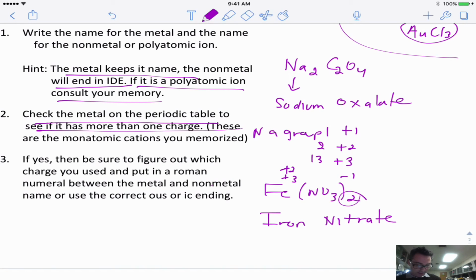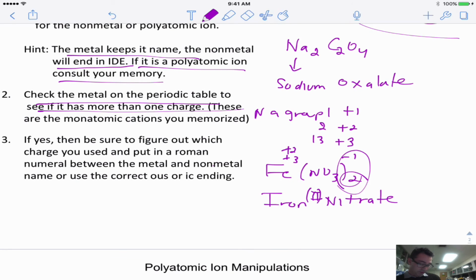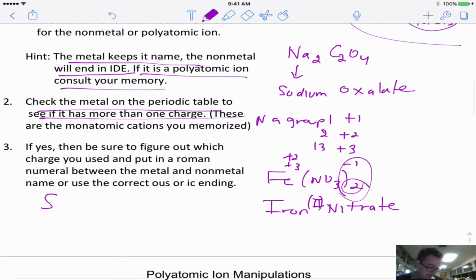Nitrate's -1. So the total for nitrate is -2, and for iron, the total would be +2. It would be iron(II) nitrate. Iron(III) nitrate wouldn't give us the right number, and you can go through and check that. If +3 doesn't work, you know it's not +3. And I want you to be careful, because you could have something like this, SnS2. In fact, I want you to try this one. My hint to you is that there will be a Roman numeral. Let's see if you can figure out the correct Roman numeral.